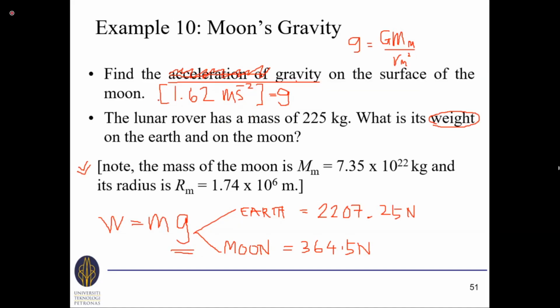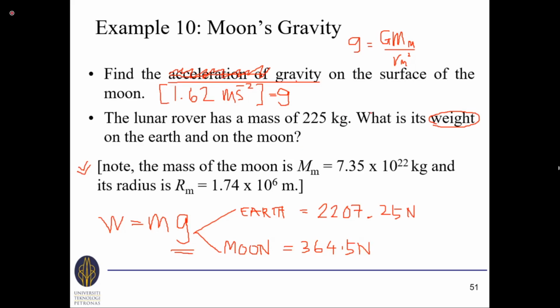Supposedly you should get 1.62 meters per second squared. And then for the weight of the Land Rover, given as 225, on the moon it will be 364.5. How do you get that?